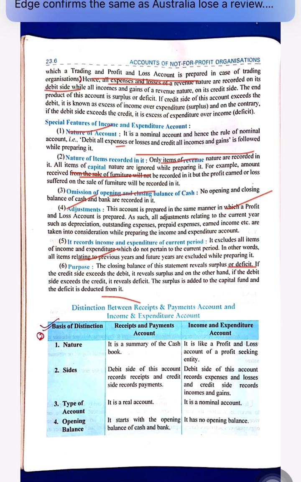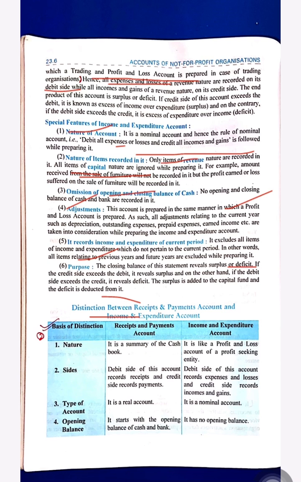Now let's move to the differences between receipt and payment account and income and expenditure account. Nature: receipt and payment is the summary of the cash book, and income and expenditure is just like a profit and loss account. Sides: there are a receipt side and a payment side. Debit will be receipt and credit will be payment. Here, the debit side will be expenses and the credit side will be losses or incomes, means expenditure and incomes. Type: it is a real account and it is a nominal account.